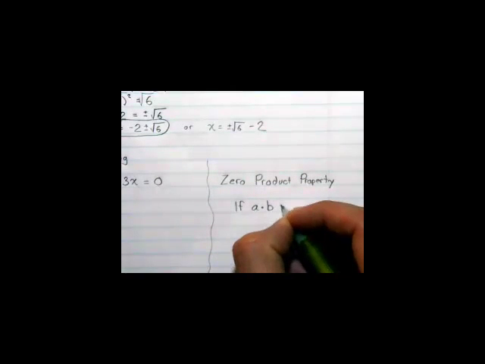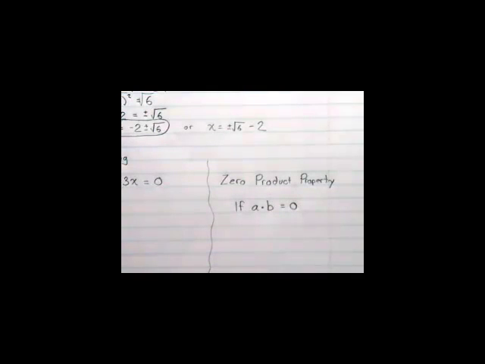And it's actually a pretty simple concept that you probably figured out when you were in elementary school. If a times b equals 0, let's say a and b are just two numbers, one of the two numbers has to be 0. Does that make sense? You can't multiply two non-zero numbers and hope to get 0. The only way to get 0 from a multiplication problem is to have one of the two numbers you're multiplying be 0 to start with.